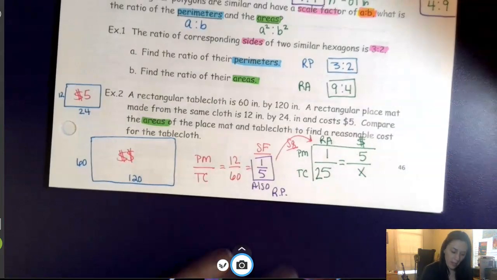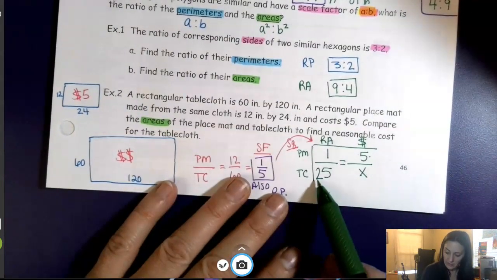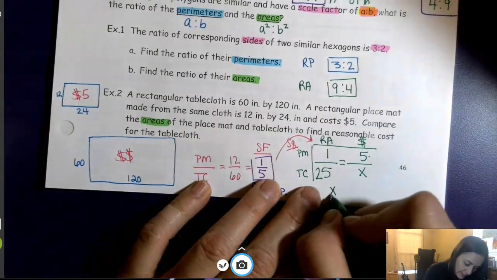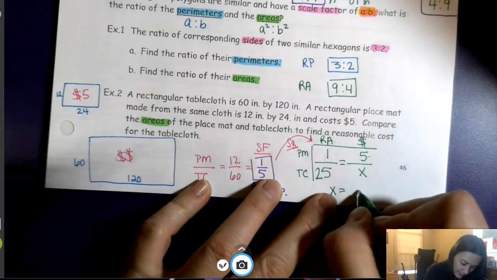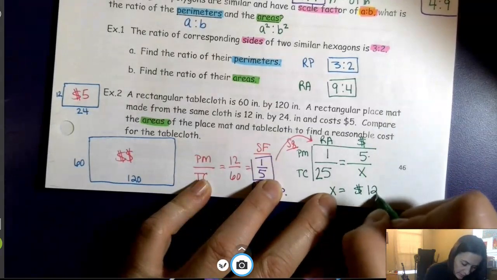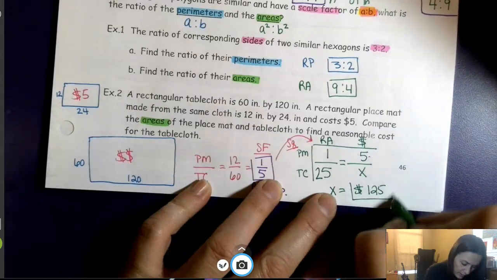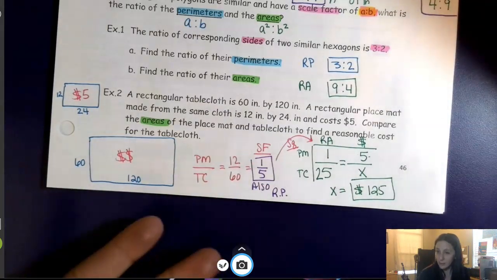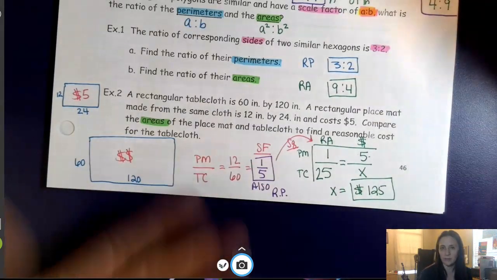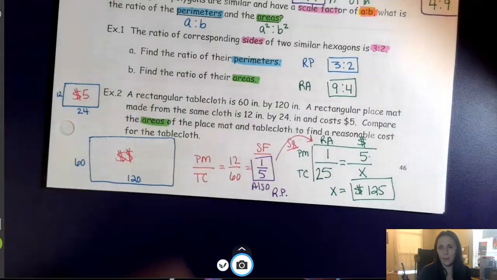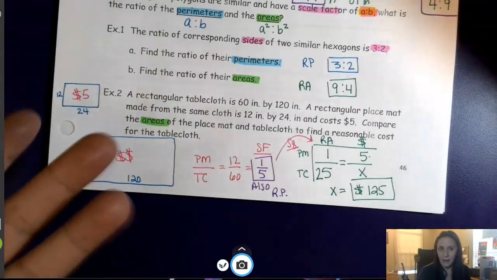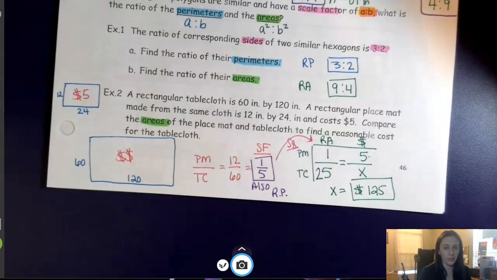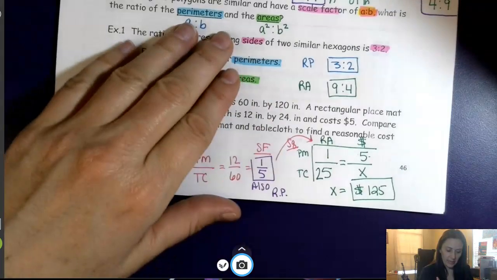So the money, though, $5 for the placemat, and I don't know the amount down here. This is what I have to solve. I can do 1 times x equals 25 times 5. Get x equals 25 times 5, which is $125 for a tablecloth. Now, I personally don't think that sounds reasonable. I'm not spending $125 for a tablecloth. But if that's what the material costs, I don't know. Probably could get that a little cheaper. Anyway, let's go on to the next page.